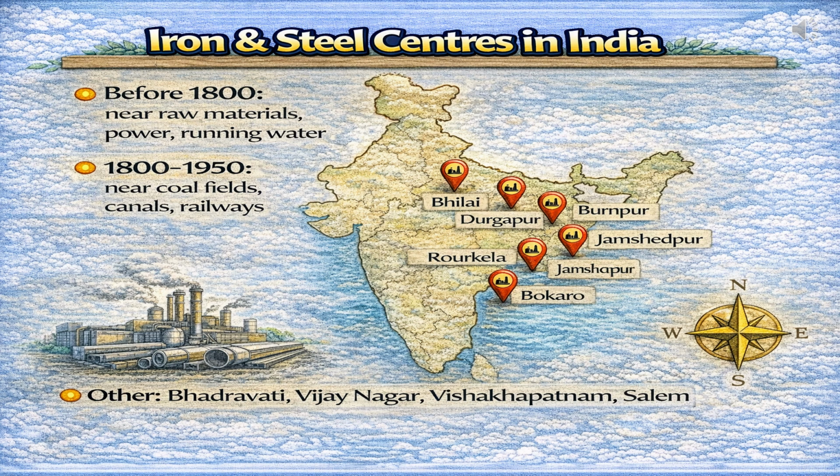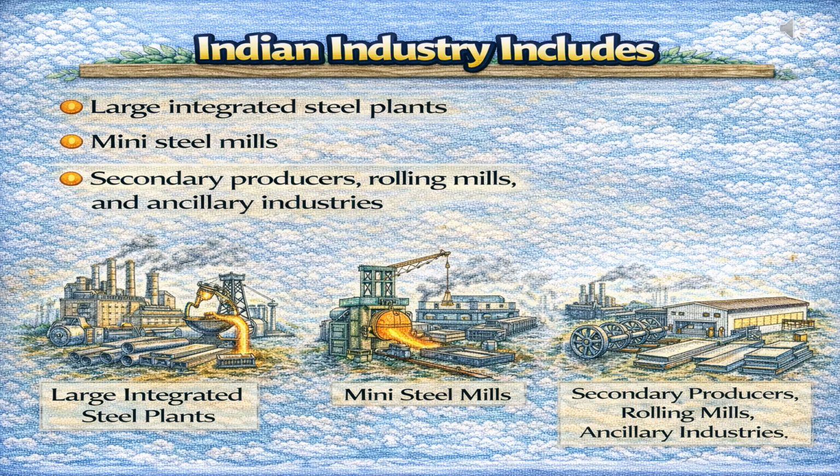Now the steel industry in India is not just one type. There are different forms of production. Let's learn them. The Indian steel industry includes large integrated steel plants, mini steel mills, secondary producers, rolling mills, and ancillary industries. Large plants produce steel from raw materials. Mini mills produce steel in smaller quantities. Rolling mills and secondary producers help in shaping steel into useful products.